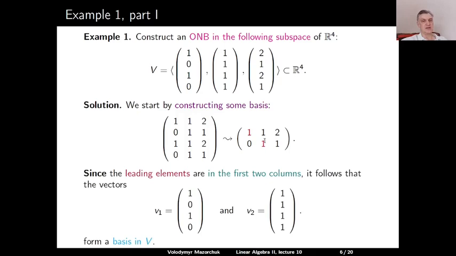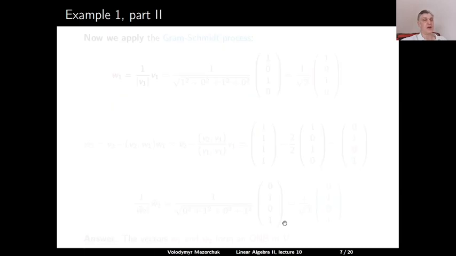So this means that the first 2 vectors in our set, the first 2 columns, form a basis in V. So V has dimension 2, and the basis is formed by the first 2 vectors which generated. The third vector is redundant. So we take these vectors, let's call them V1 and V2. So V1 is 1, 0, 1, 0, and V2 is 1, 1, 1, 1. And let's apply the Gram-Schmidt process.